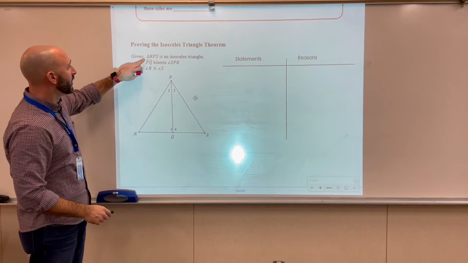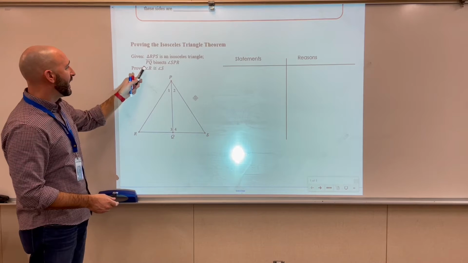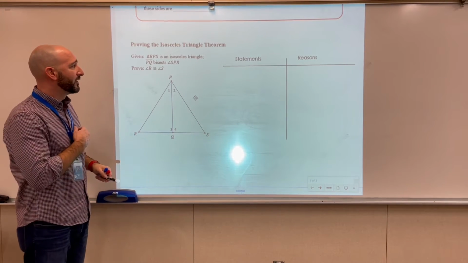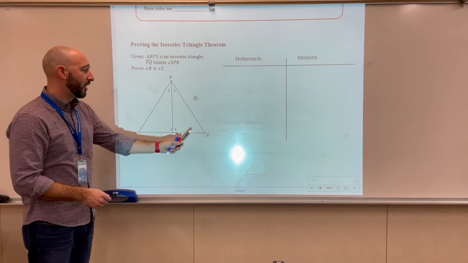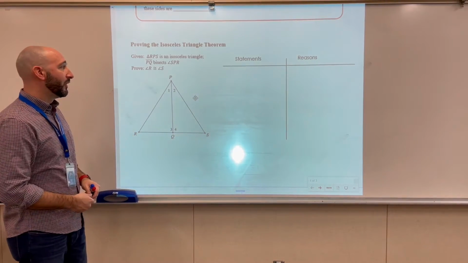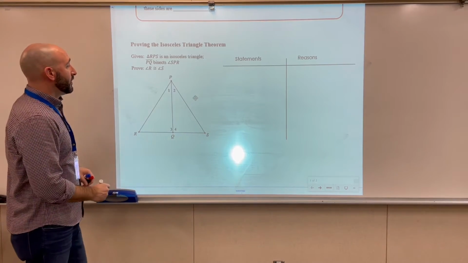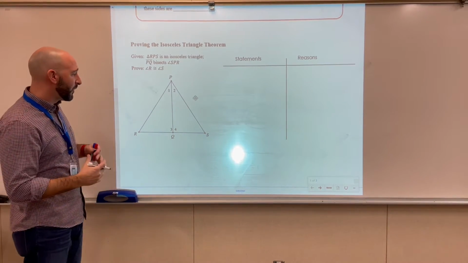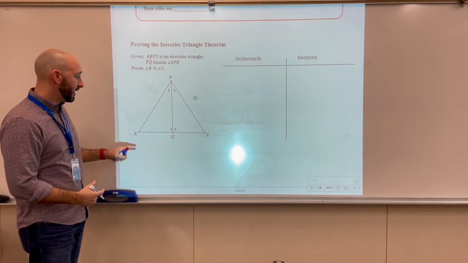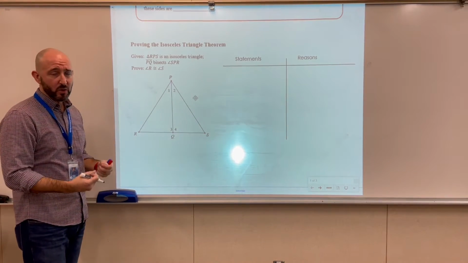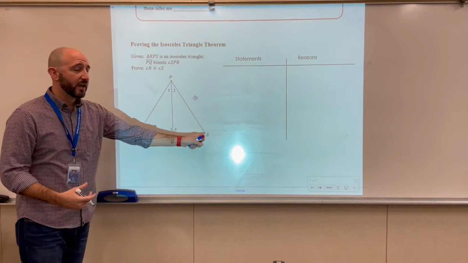So here we're given that triangle RPS is an isosceles triangle, and that PQ bisects angle SPR, and we want to prove that angle R is congruent to angle S. So let's kind of plan this out. Really, what we're going to try and do is to use CPCTC, corresponding parts of congruent triangles are congruent, to help us prove that angle R and angle S are congruent.